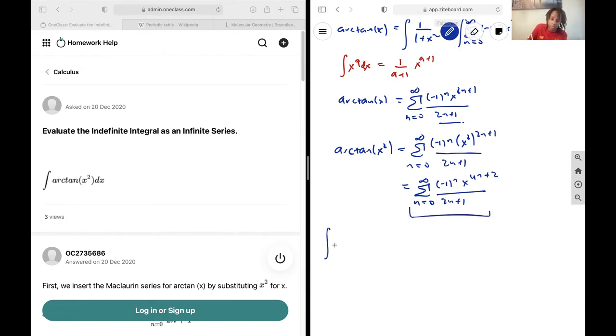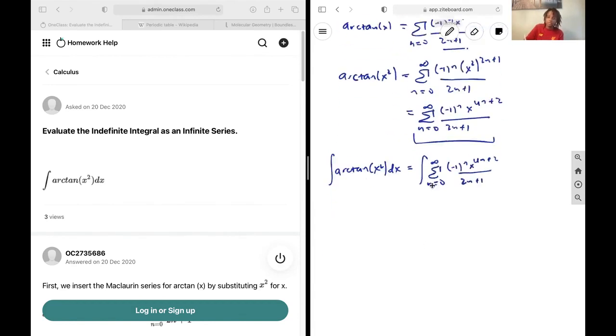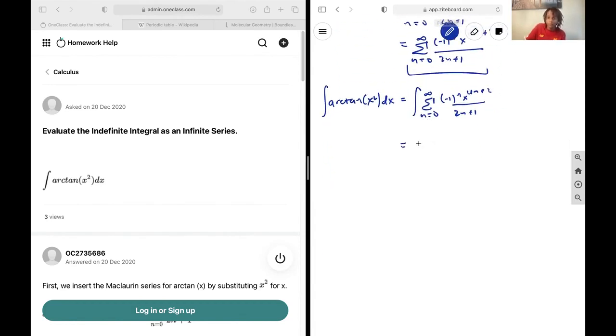So the integral of arctan x squared over dx is going to be equal to the integral of this summation. And so we're going to be using this exact same rule, except now our a is 4n plus 2. So a plus 1 is going to be 4n plus 3, which means that this is going to become this infinite series.